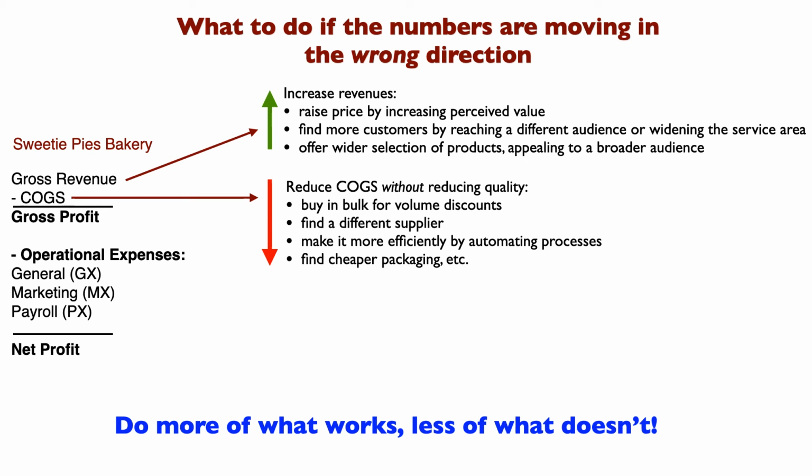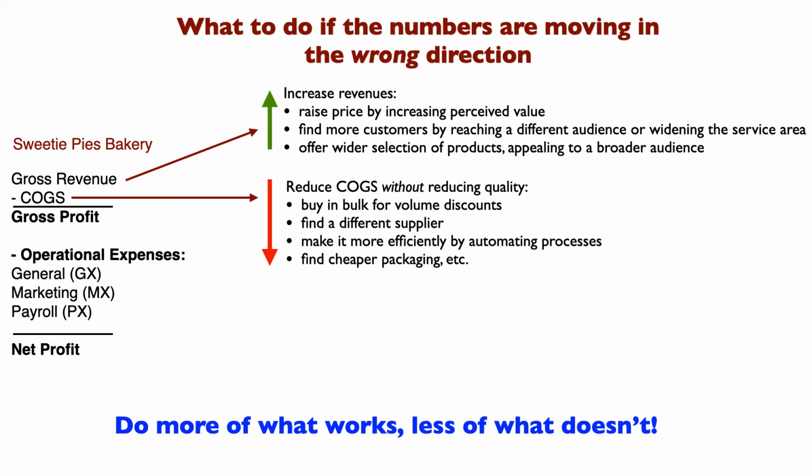The important thing here is to decrease that number without decreasing quality. You don't want to reduce quality. People will pay less for a low quality product than a high quality product. So at the very least, Sarah wants to keep her quality the same, if not higher. She can decrease COGS, as I mentioned before, by buying in bulk for volume discounts, or by finding a different supplier that offers the same quality ingredients but for a lower price.